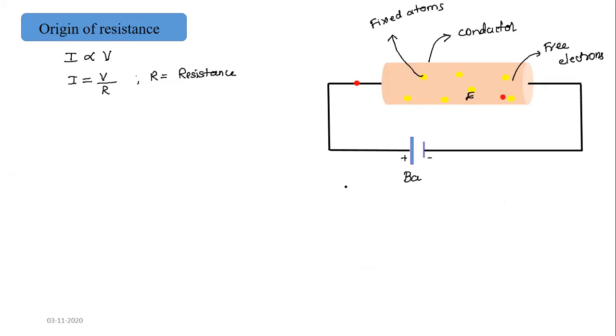For electron movement, there must be certain energy. That energy is provided by the battery. Using this energy, the electric field is produced from positive to negative, and the electron, which is negatively charged, will move in the direction opposite to E.